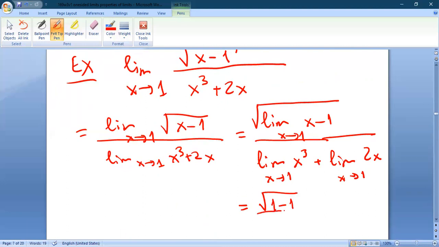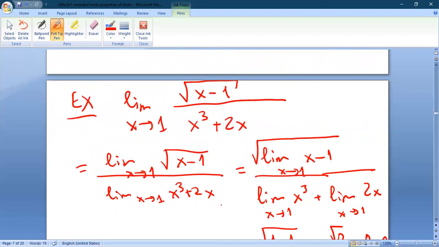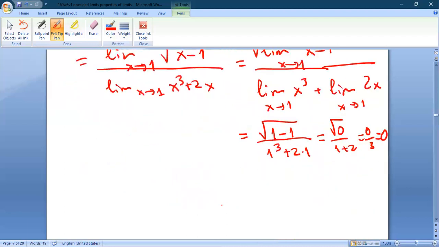But anyway, we can eventually put 1 for x. And what are we going to get? We are going to get this square root of 0 over 1 plus 2. That's 0 over 3, which is 0. Okay, so of course, I just wanted to show how we use the laws, but we will just skip the middle steps. We will just put 1 for x as long as the functions are functions that we can apply these rules to. And then we are just going to find the result.